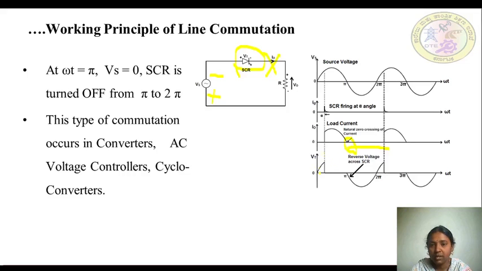This is the voltage across the SCR. The voltage appears across the SCR whenever the current does not flow in the SCR.